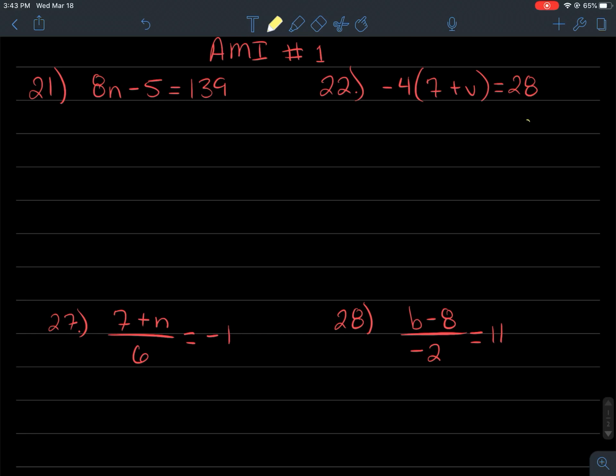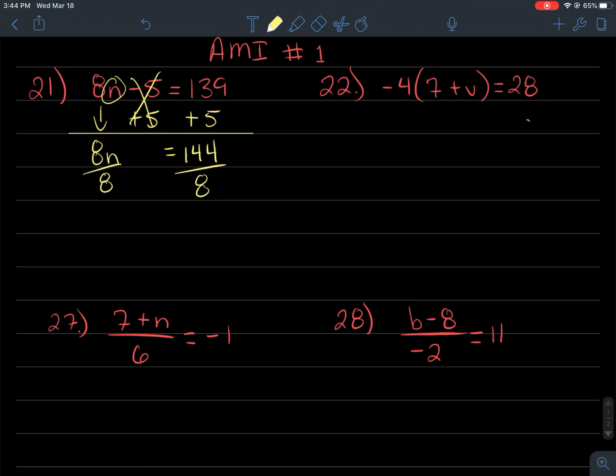So for the first one, we have 8n minus 5 equals 139. First step you got to do is add 5 to both sides, because that's the opposite of subtracting 5. Got to get rid of this subtracting 5, because the whole point of this is to solve for n. So you get rid of this guy, 8n falls down, and it equals 144. Now all we have is 8n equals 144. Our next step is to divide by 8, both sides, and we get n is equal to, I believe, 18. You can double check me if you want, but I do believe that 144 divided by 8 is 18.